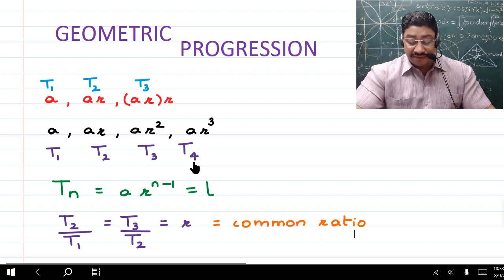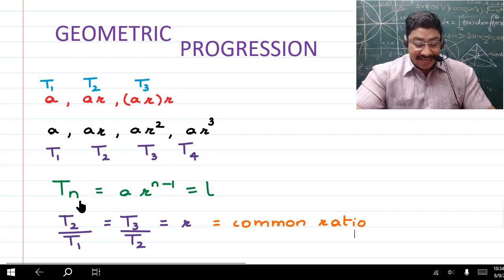Like this is the fourth term, and in the fourth term the power of r is 1 less, that is, it is 4 minus 1, or in other words 3. So we have ar cube to be the fourth term. Now from this comes the formula for finding the nth term of a geometric progression, and that is Tn is equal to a times r raised to the power n minus 1, and that, children, is said to be the last term.